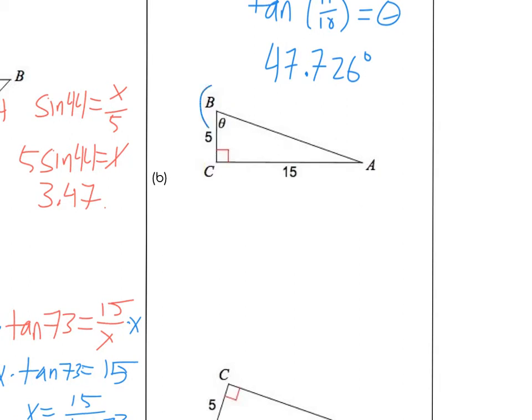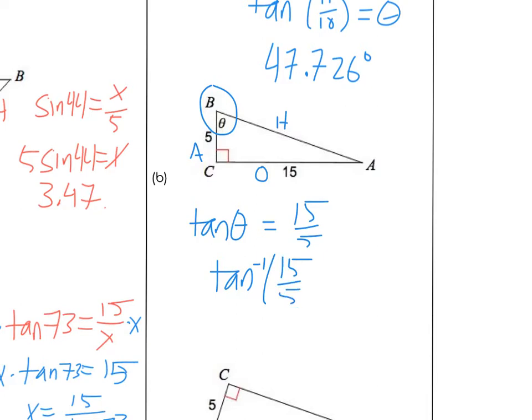For number B, here we're looking for B. I've got my opposite, my adjacent, and my hypotenuse, O and A again. This is also going to be tangent. So tangent of theta is equal to 15 over 5. Tangent inverse of 15 over 5 is my angle. If you choose to go further and get a decimal for this, 15 divided by 5, theta is equal to 71.56 degrees.